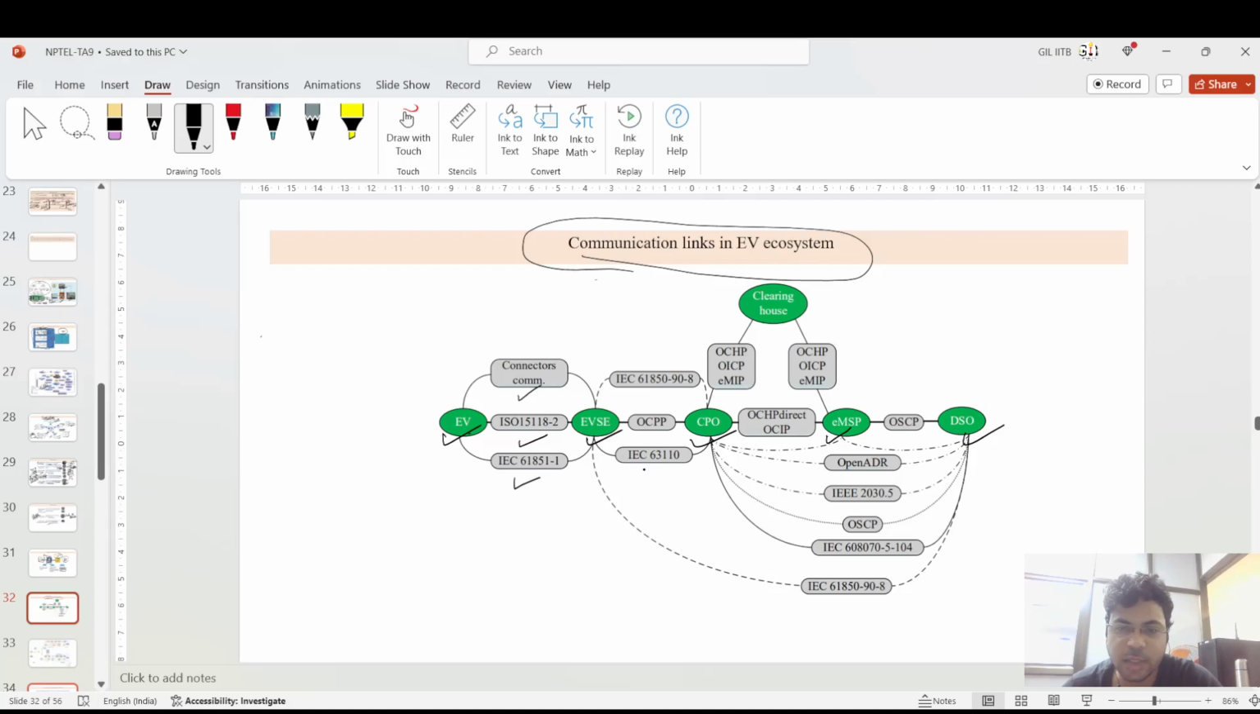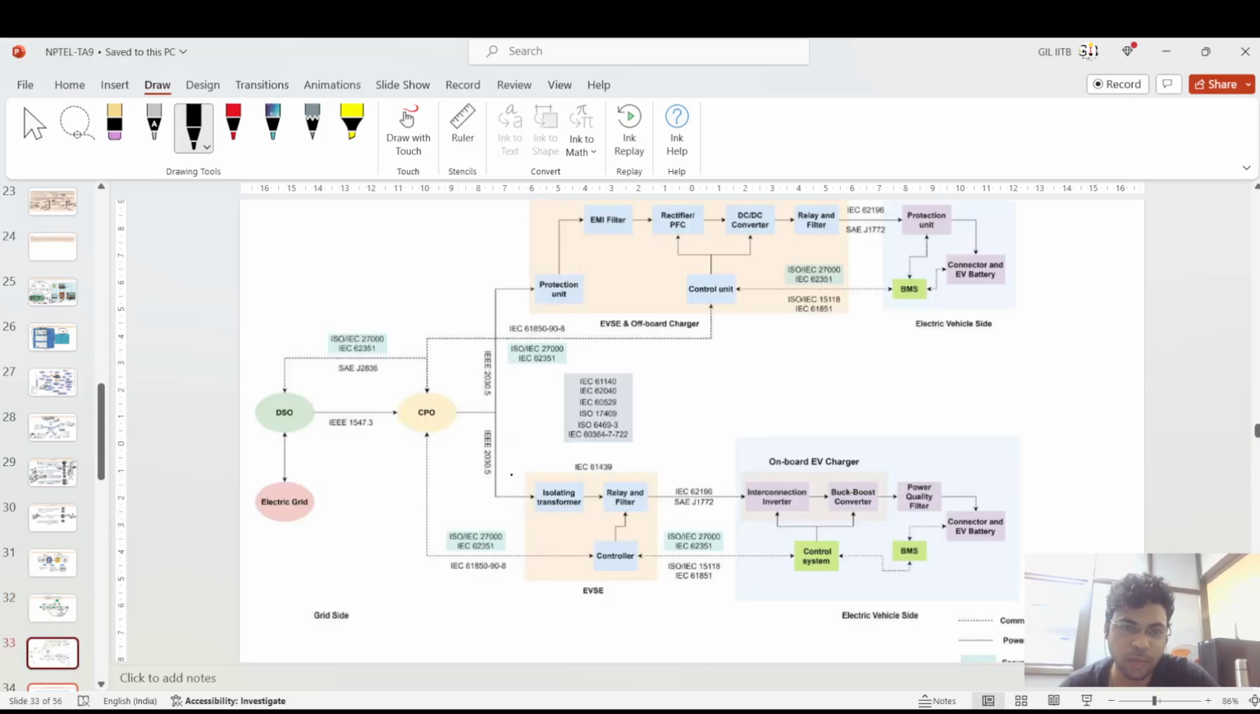other communication protocols between the EVSE and the CPO, the charging point operator, that is IEC 63110, OCPP and IEC 61850-90-8. And also other communication protocols between the CPO and the distribution service provider, the DISCOM, that is IEEE 2030.5, IEC 60870, and IEC 61850 for the communication between the EVSE and the DSO. So there are certain communication protocols and links between them.